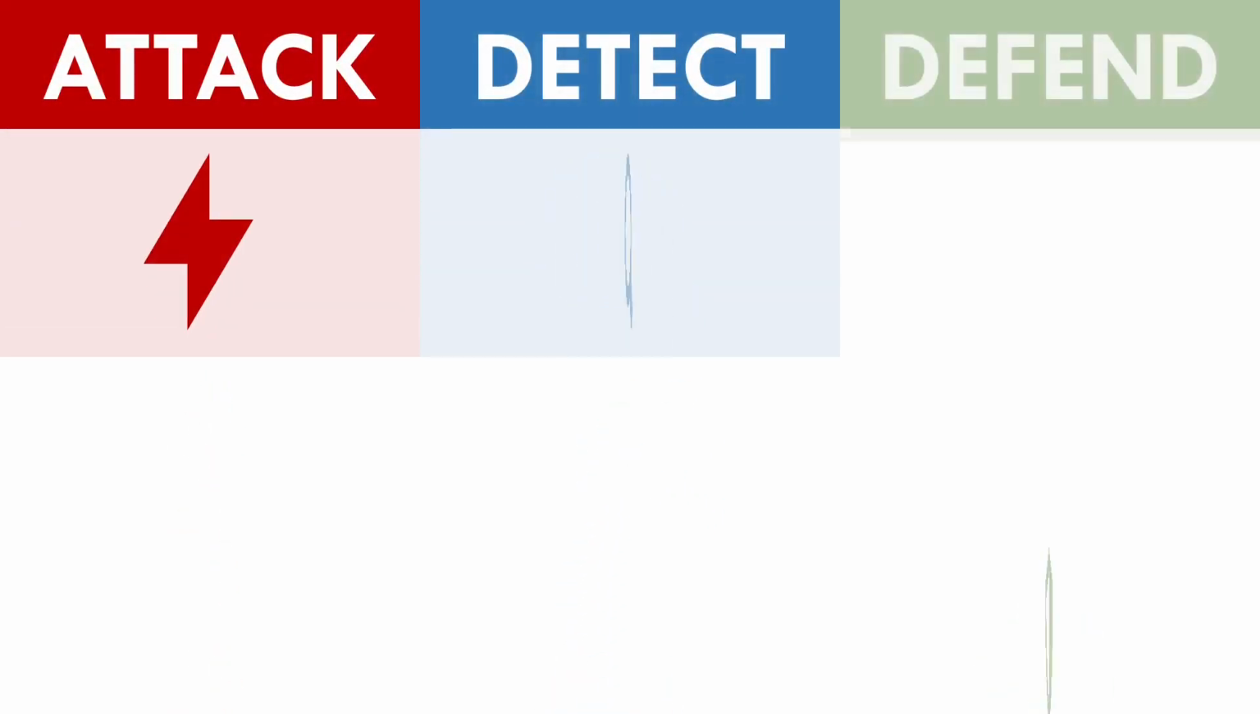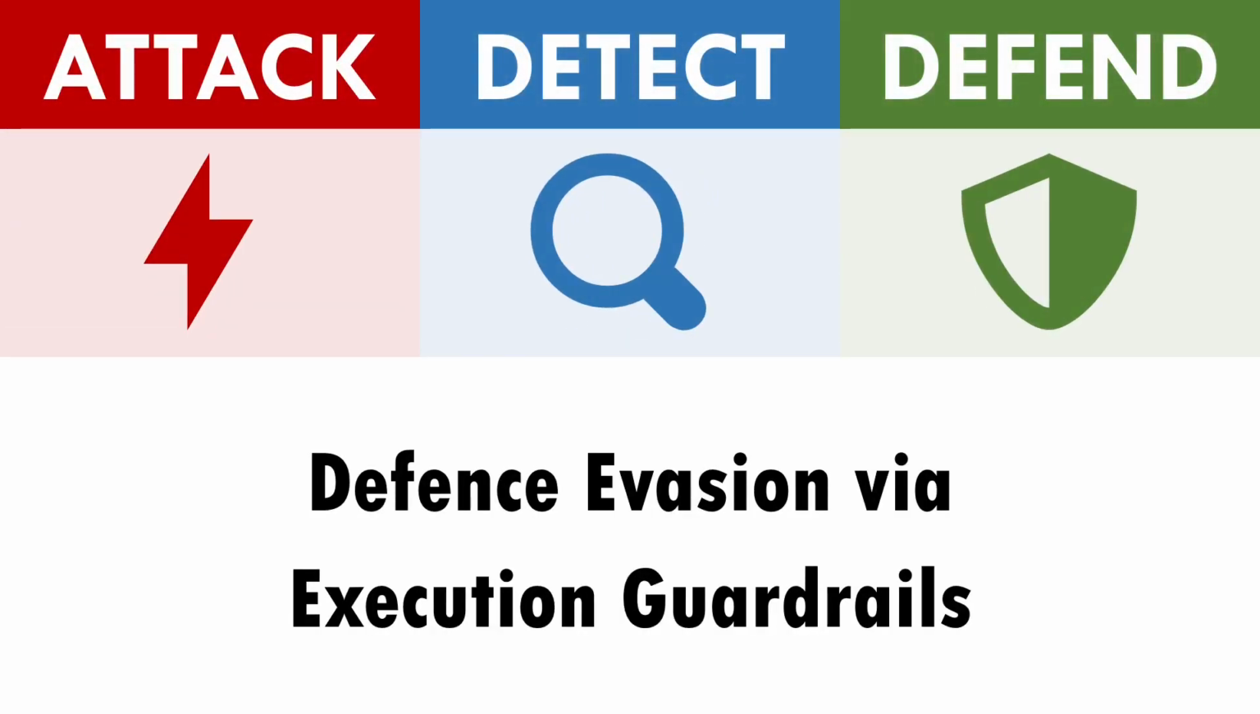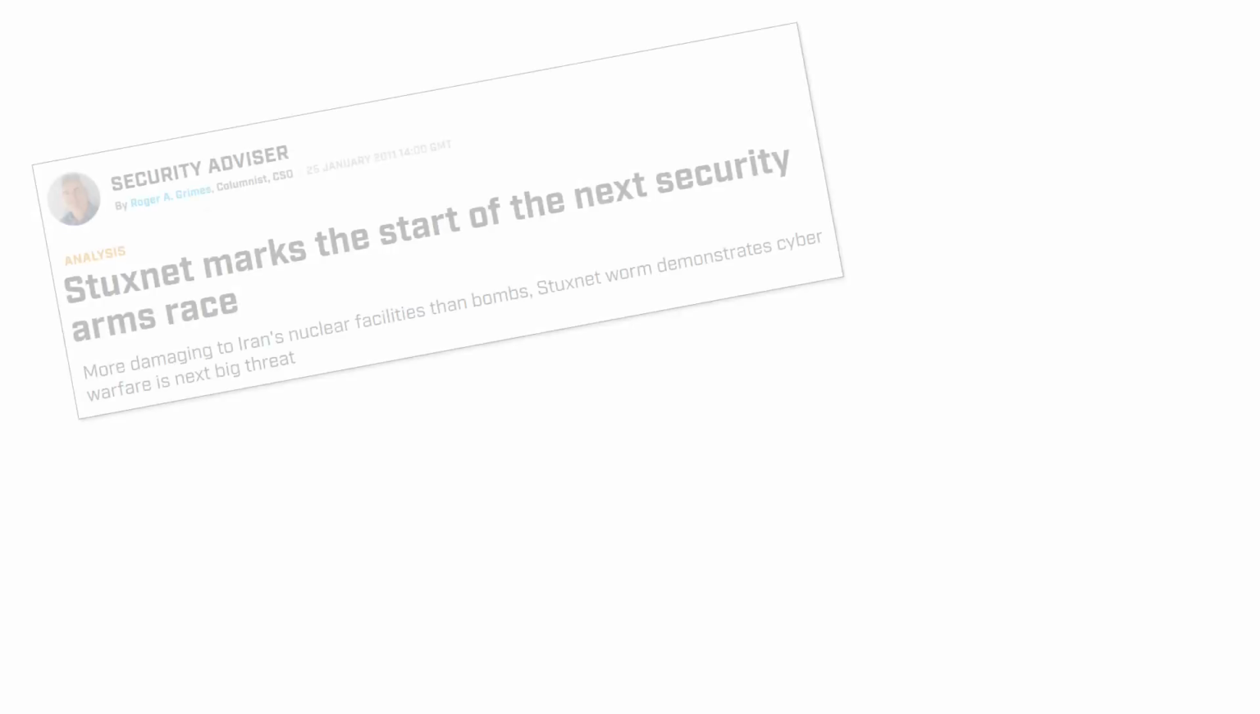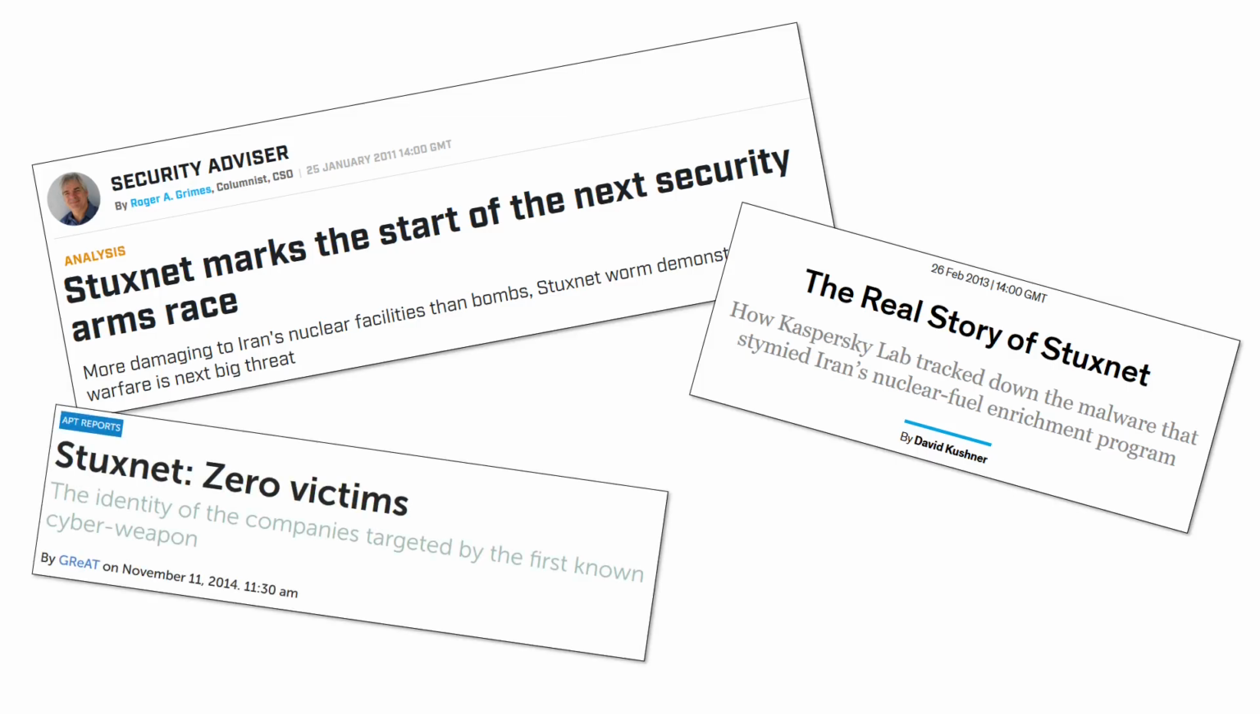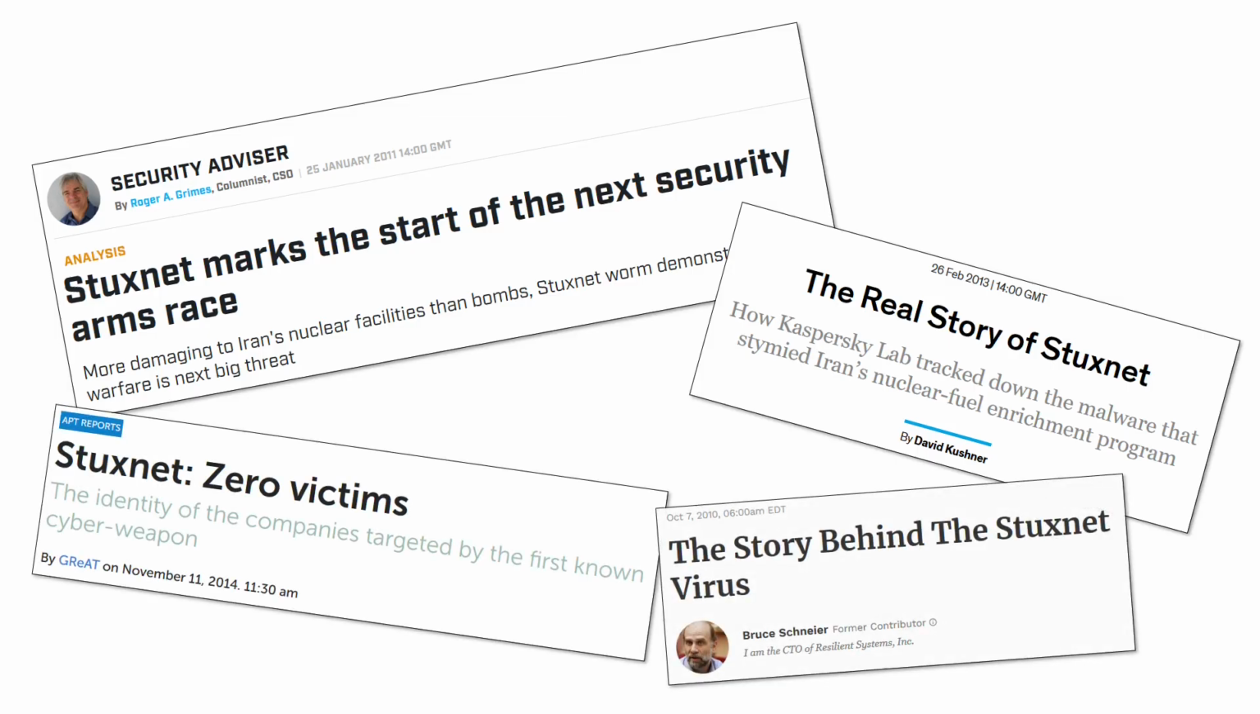Hi, I'm Andy, and in this video we'll be exploring how to attack, detect and defend against execution guardrails. Most of you will have probably already heard of Stuxnet, the 2010 virus which was successfully able to physically destroy some of the nuclear enrichment centrifuges at the Natanz facility in Iran.